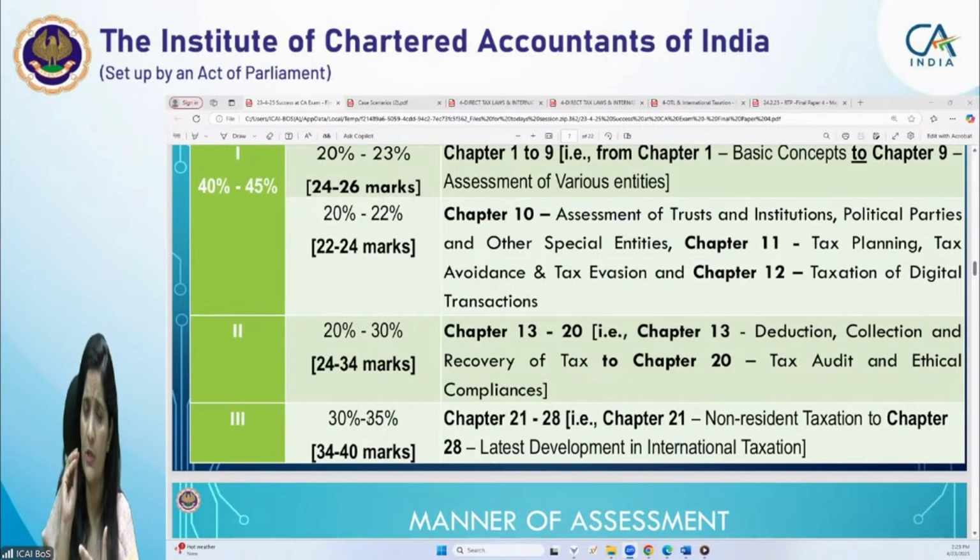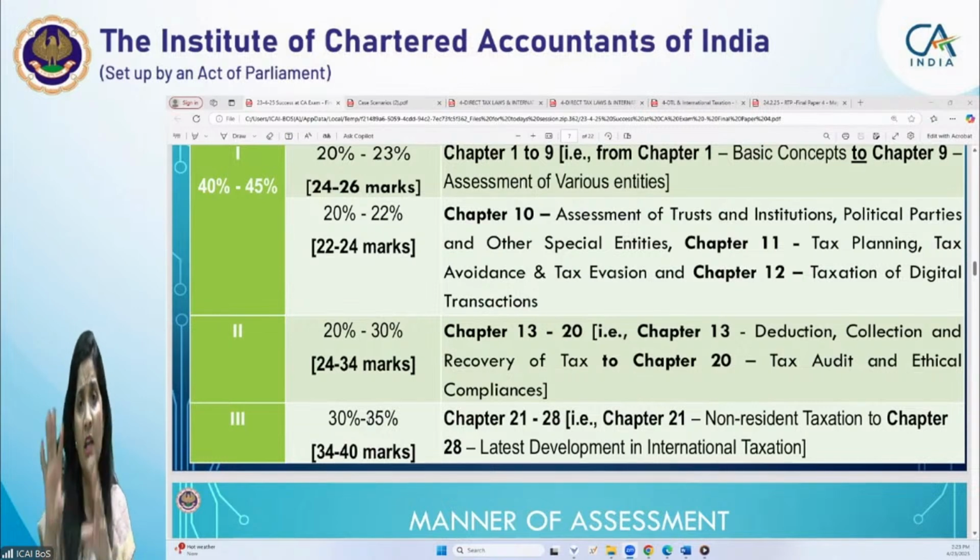Whatever questions are given in your study material, whatever questions are given in your MTP booklet, ICAI has issued an MTP booklet also. Identify those questions, solve those questions, and whatever is given in your RTP, आपने कर ही लिया होगा. Go through those highlighted points again.